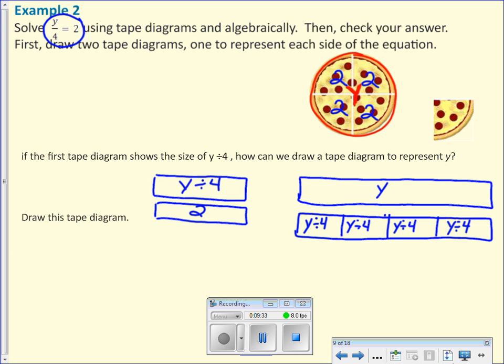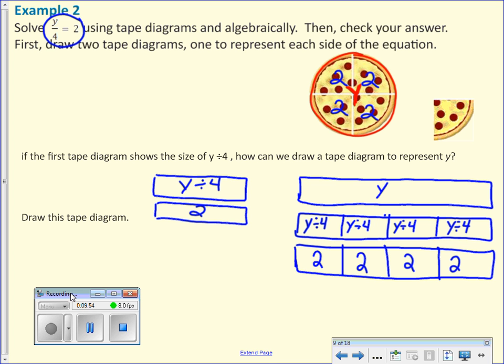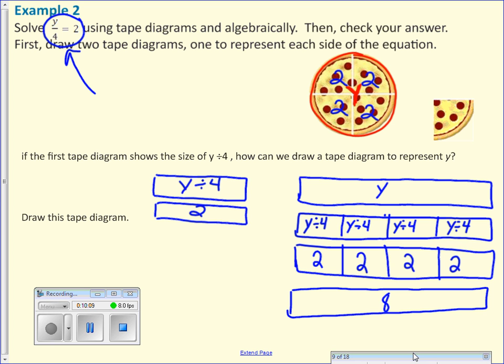I know that y divided by 4 equals what? 2. So each one of those equals 2. That was given to us. Y divided by 4 equals 2. I know that from the given equation. What do all these 2's add up to? 8. So what does y equal? Y equals 8. My top box matches my bottom.